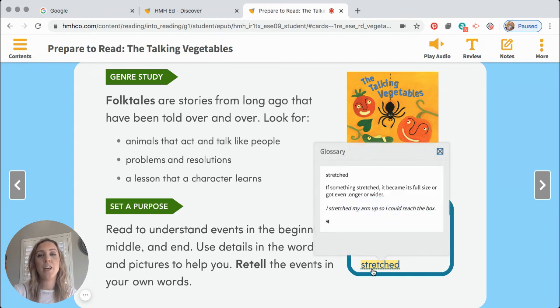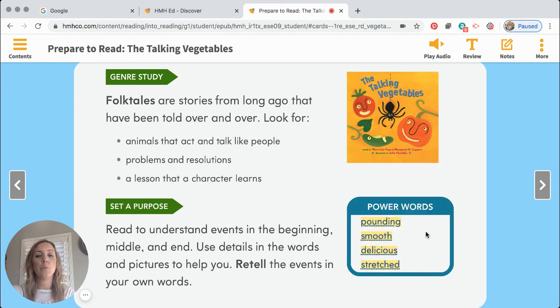Our last word is the word stretched. Can you read that? Stretched. If something is stretched, it became its full size or got even longer or wider. I stretched my arm up so I could reach the box. Everybody stretch your arm up. Yeah, excellent, right? You might have had a time where you needed to reach something really high and you stretched your arm to reach that thing.